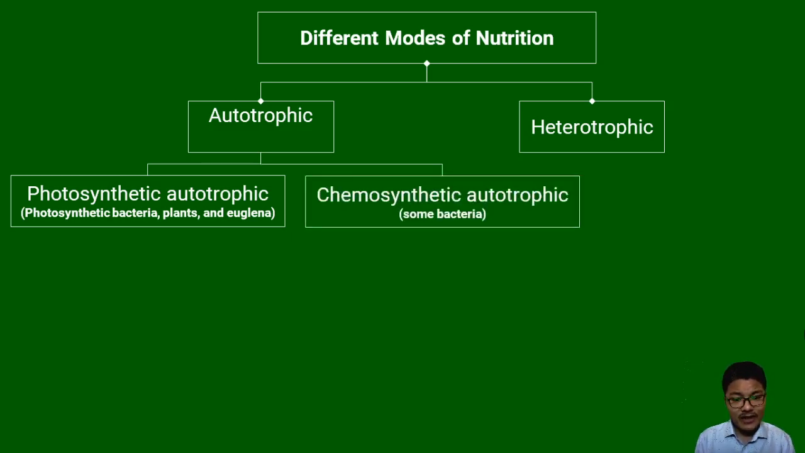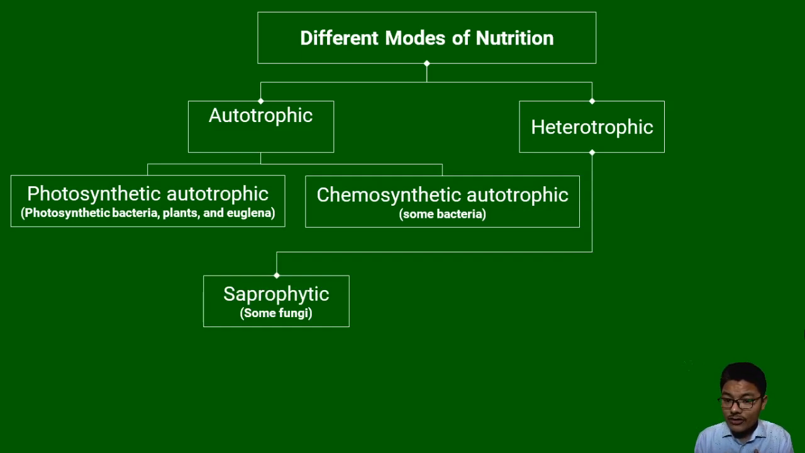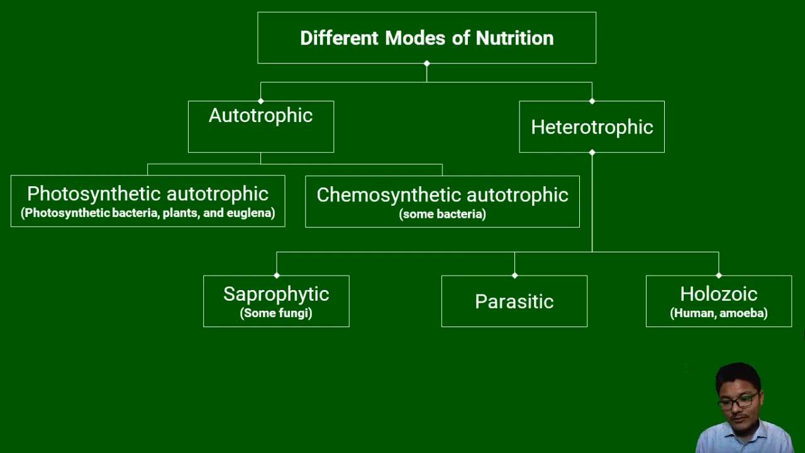In some bacteria, there is another autotrophic mode of nutrition known as chemosynthesis. Chemo here refers to minerals, nitrogen, phosphorus, sulfur. These are used for deriving energy and for carrying out life processes. Now, heterotrophic mode of nutrition may be of different forms. Heterotrophic here includes saprophytes, especially the fungi. We also have parasitic mode of nutrition, which is seen in parasites. We also observe holozoic mode of nutrition in humans and amoeba.